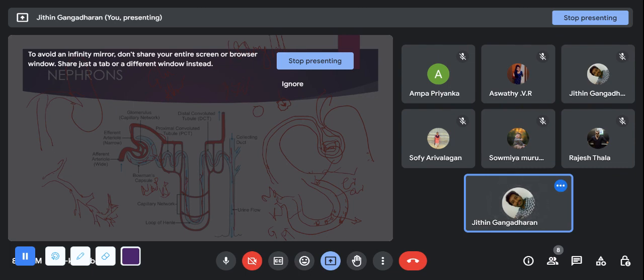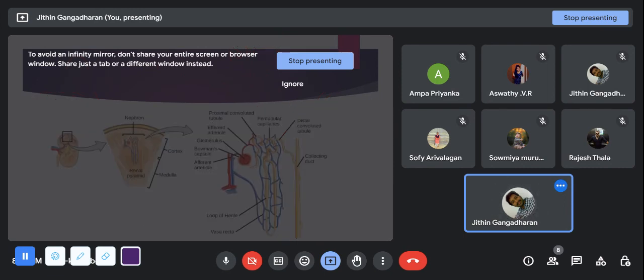Right. Next, it goes to the collecting duct and then the urinary tract. This is the normal function of nephrons. As I have said, it is there in the cortex as well as in the renal pyramid.